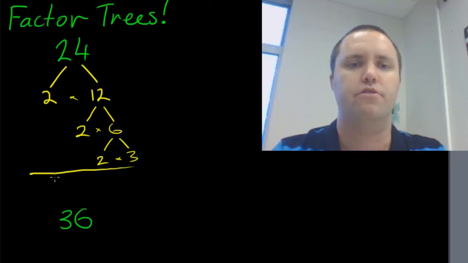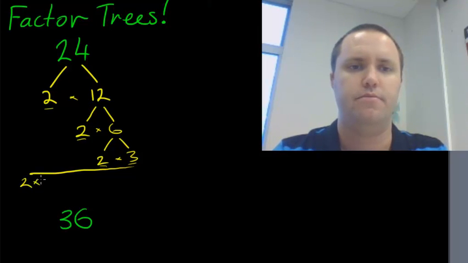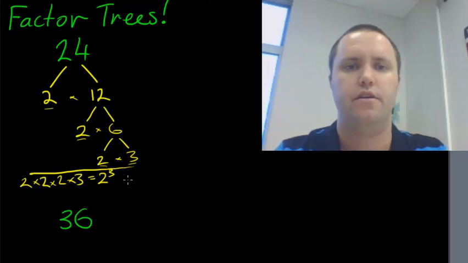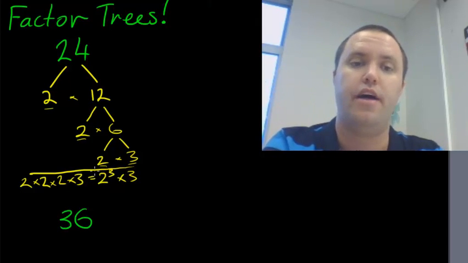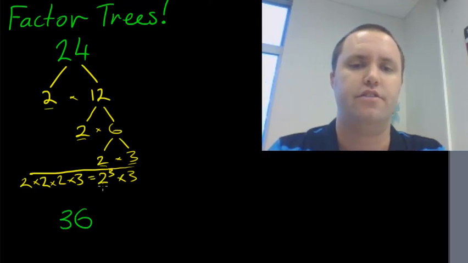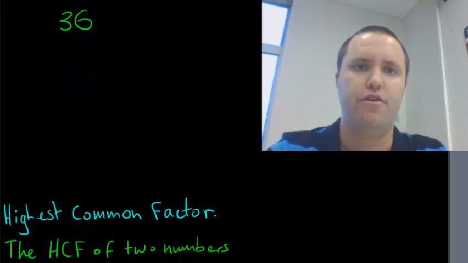You don't really need to. I wouldn't mind if you drew a line down, and you essentially want to represent all of these prime factors down the bottom here. So we'll have 24 is 2 times 2 times 2 times 3, which is equal to 2 to the power of 3 times 3. Okay? 2 cubed is 8 times 3 is 24, works. So that is the prime factorisation of 24. Okay? Right, let's have a look at the factor tree for 36.